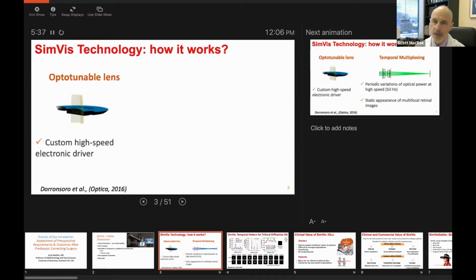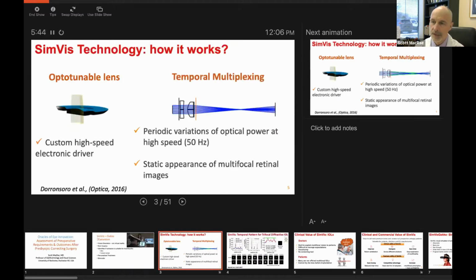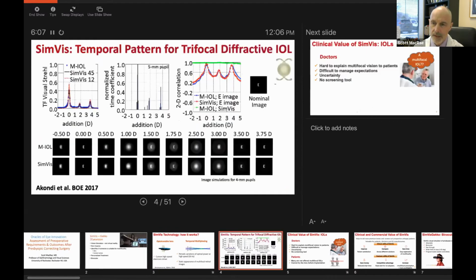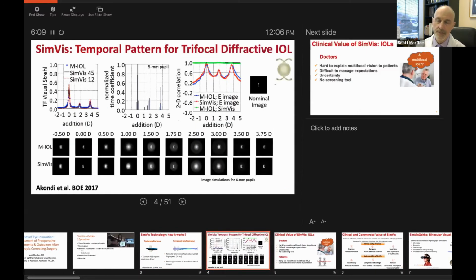SimVis works by using an optotunable lens. It's a custom high-speed electronic driver. And it does temporal multiplexing, which uses periodic variation of optical power at 50 hertz. This creates a static appearing multifocal image for the patient. And that's actually simulated over on your left here, where the lens is actually changing and alternating at 50 hertz.